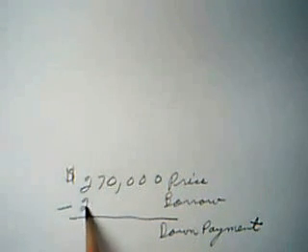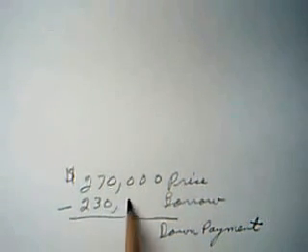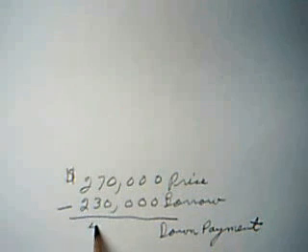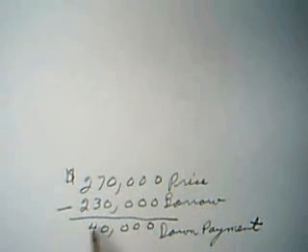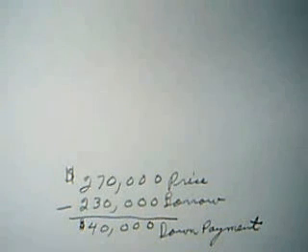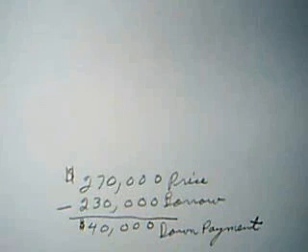So at the initiation of the mortgage, we owed $230,000. So the down payment was this difference of $40,000. And that concludes these two problems.